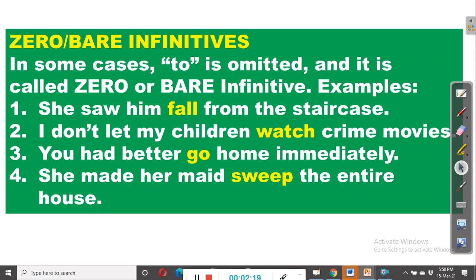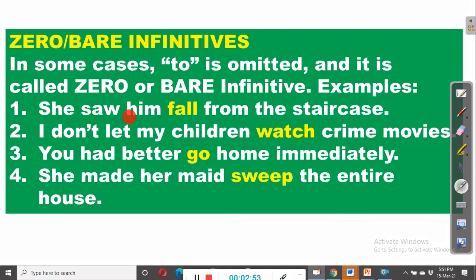Now, there is a type of infinitive that we call the zero or the bare infinitive. And this happens when the preposition to is omitted from the base form of the verb, and then it is called zero or bare infinitive. Let's look at some specific examples of the bare or zero infinitive.